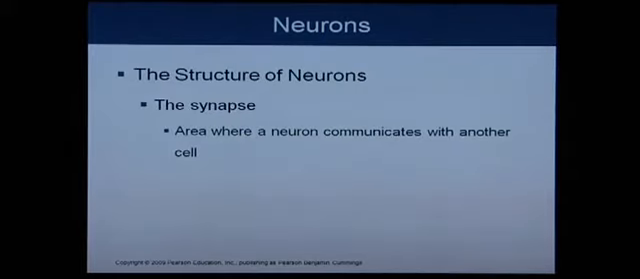All right. So the synapse is the area where a neuron communicates with another cell. The synapse being the end of the neuron. And the synapse is where, again, the neuron can talk to another cell. And that cell could be a muscle cell, or it could be another neuron that it's attached to or close to.